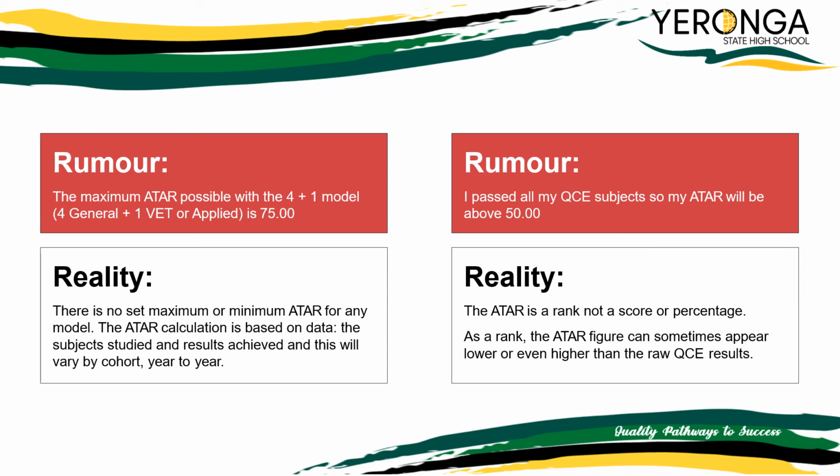Rumour: the maximum ATAR possible with the 4+1 model, for general and 1 VET or applied, is 75. The reality is there's no set maximum or minimum ATAR for any model. The ATAR calculation is based on data, the subjects studied and results achieved, and this will vary by cohort year by year.